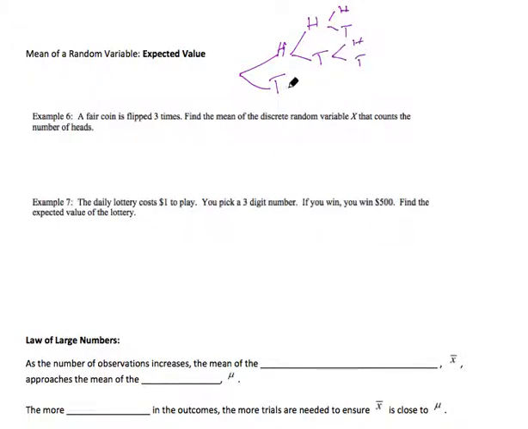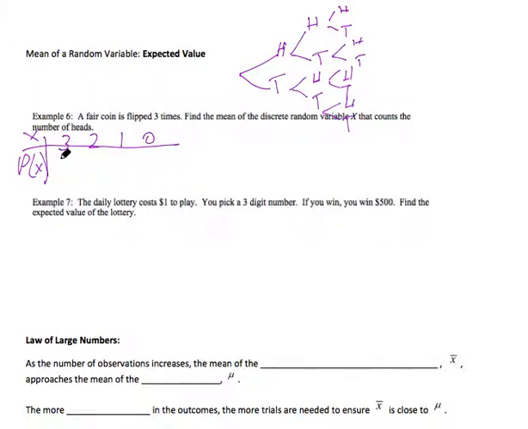Heads or tails, heads or tails, heads or tails. Okay, so there are going to be 8 possibilities of what can happen when I flip this coin 3 times. So we want to find the mean of the discrete variable. Well, first we have to make our distribution or our probability table. So I have x, and I'm going to make this a little bit of a shortcut, the probability of x. So we can get 3 heads, 2, 1, or 0 heads.